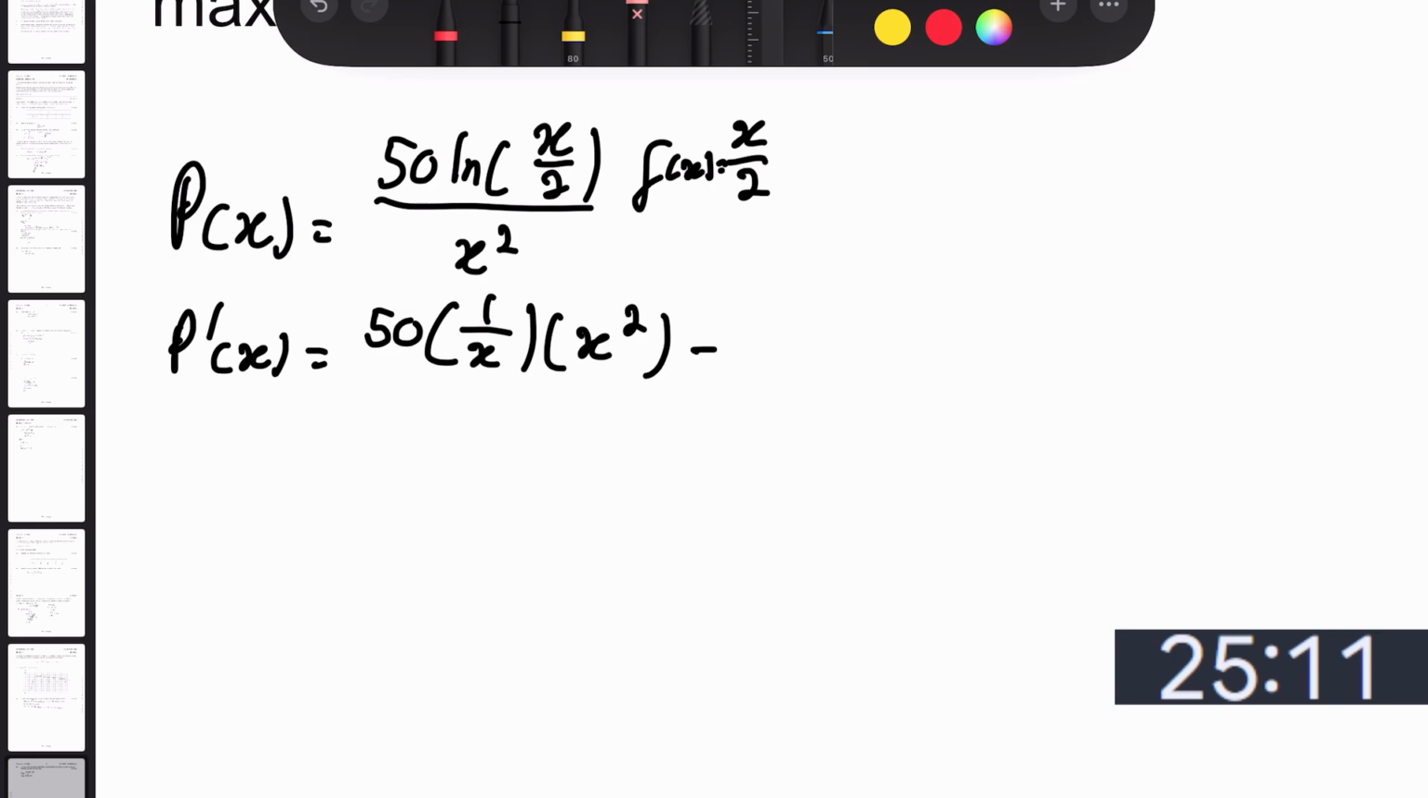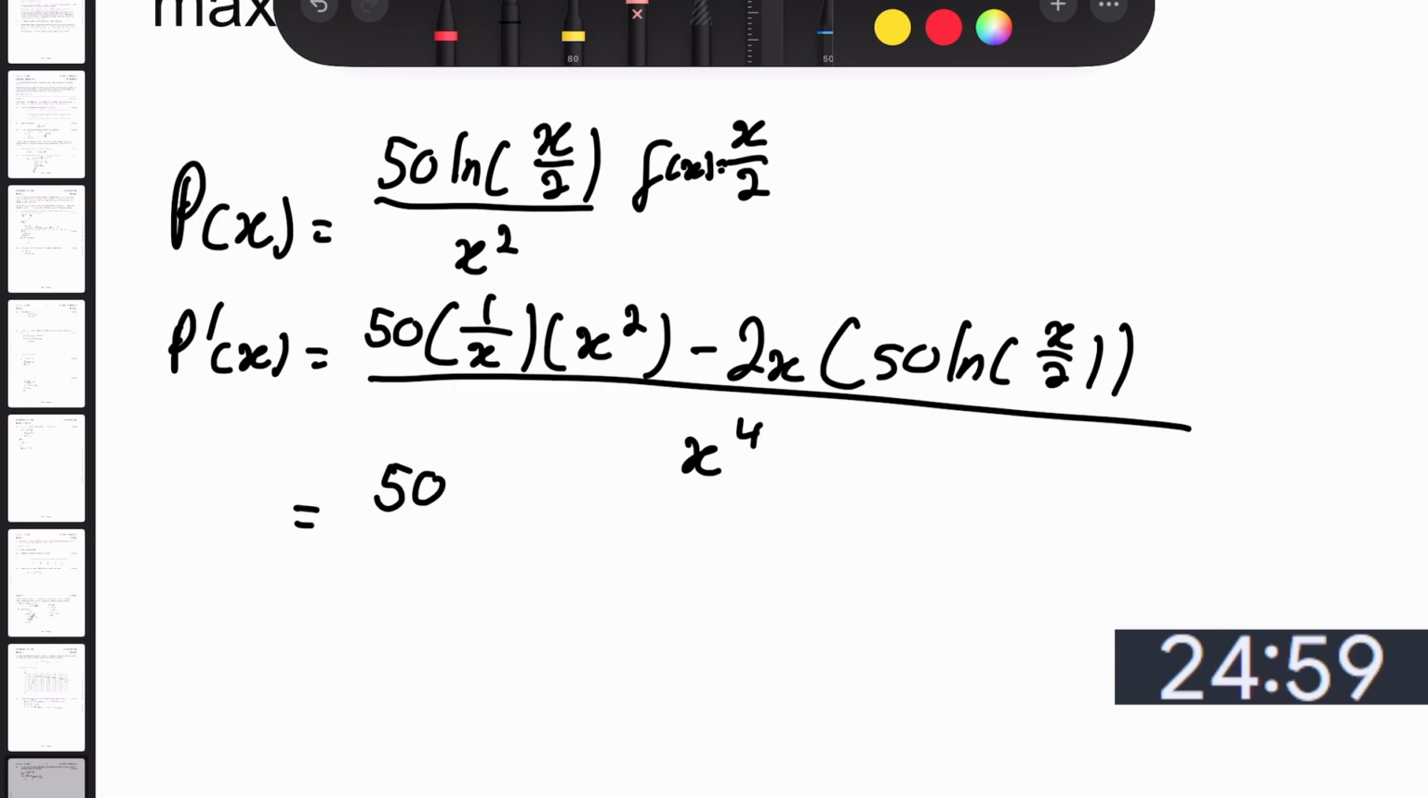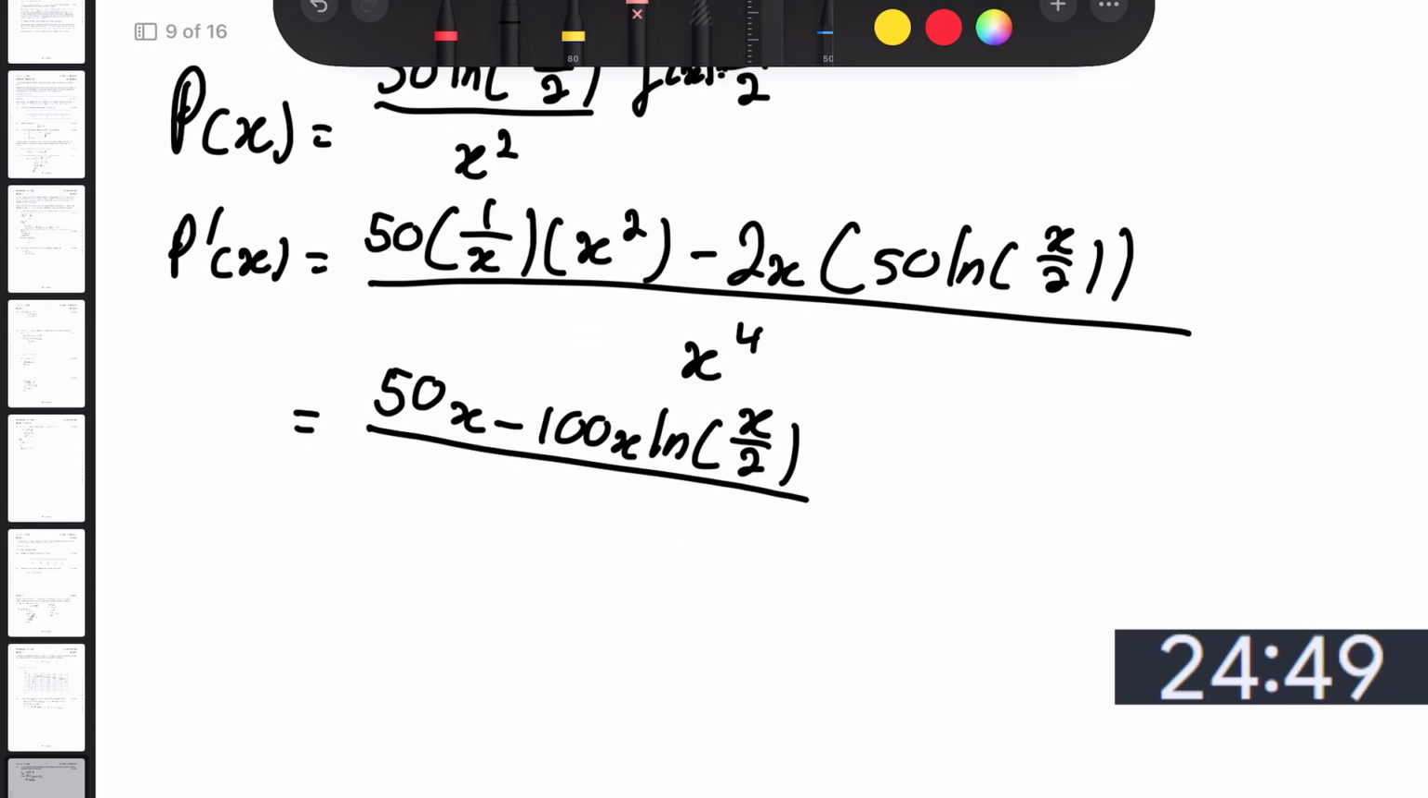and then derivative of the bottom, so minus 2x of 50 ln of x on 2, and then we want to divide that all by x to the 4. Now this becomes 50x minus 100x ln of x on 2 all over x to the power 4.